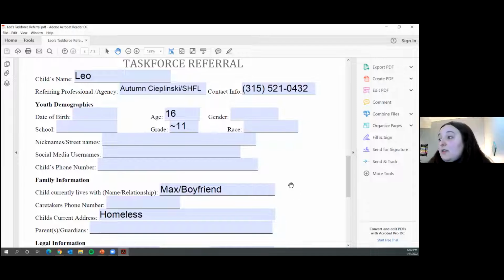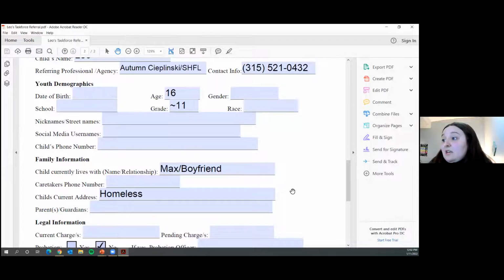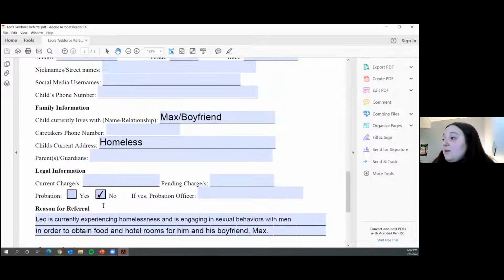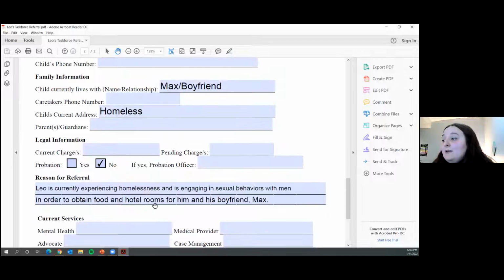Leo currently lives with Max, and that is his boyfriend. And he is homeless, so we're not exactly sure. So we know that he's not on probation. Well, we assume that he's not on probation. So the reason for the referral: Leo is currently experiencing homelessness and is engaging in sexual behaviors with men in order to obtain food and hotel rooms for him and his boyfriend, Max.